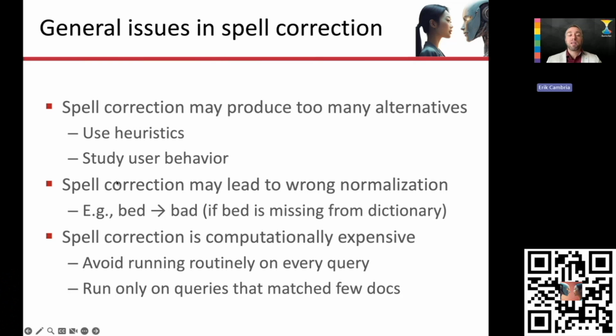because let's say that the user is searching for bed to improve his or her sleep, but if I don't have the word bed in my dictionary and then I do spell correction, I may replace it with bad, because bad, B-A-D, is at edit distance 1, but then maybe that's not what the user meant. So I need to also be able to handle this kind of exceptions.